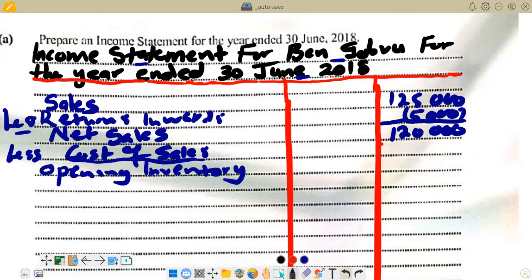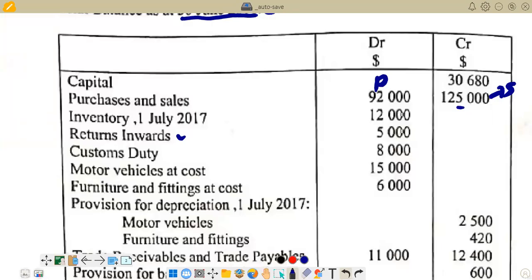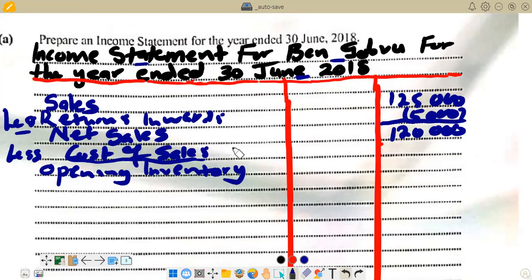Then we go back to check the figure for opening inventory. And always the figure for opening inventory will be given in the question, in the list of balances. Here is inventory, and we are given it as what? As 12,000. So we are going to add that figure. We come here, opening inventory, we are going to put it in this column, and they will say 12,000. And from there we add purchases.